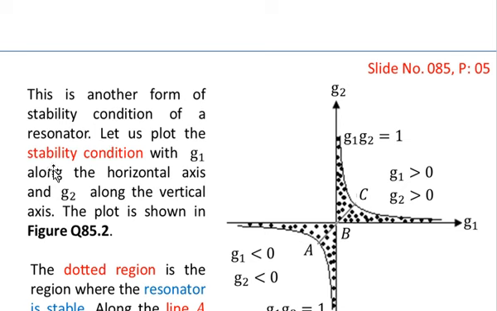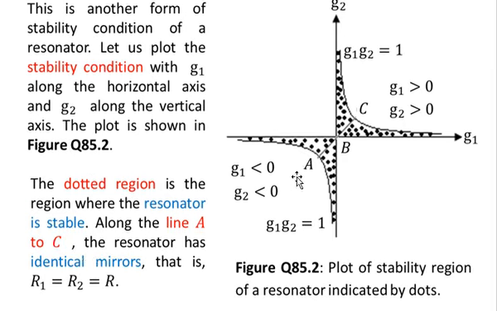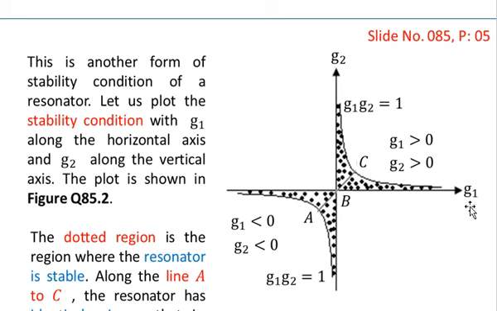Let us plot the stability condition with G1 along the horizontal axis and G2 along the vertical axis. The plot is shown in figure number 2. So you can see that I have plotted G1 as a variable on the horizontal axis and G2 as a variable on the vertical axis. Of course, G1 and G2 are both greater than 0 in the first quadrant, and G1 and G2 are both less than 0 in the third quadrant.